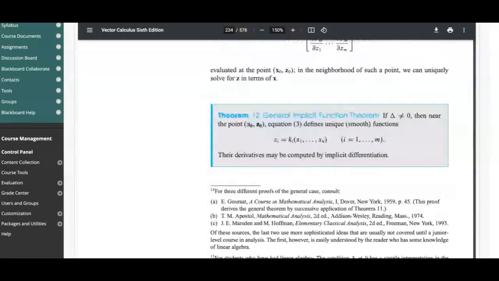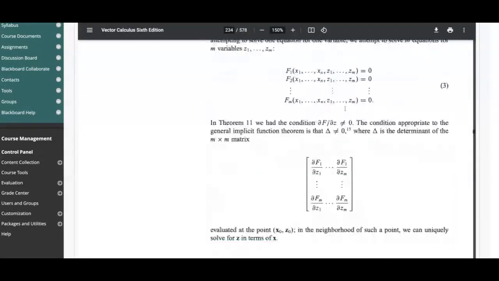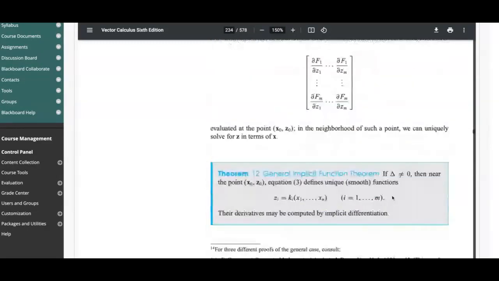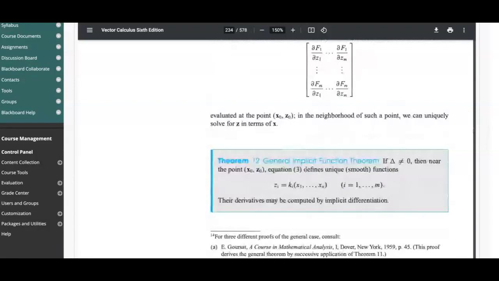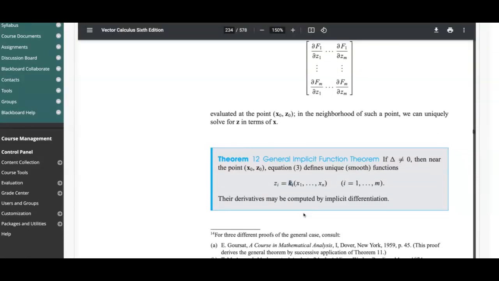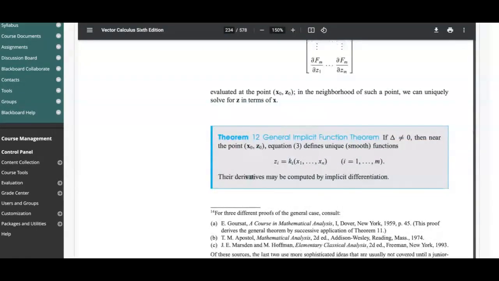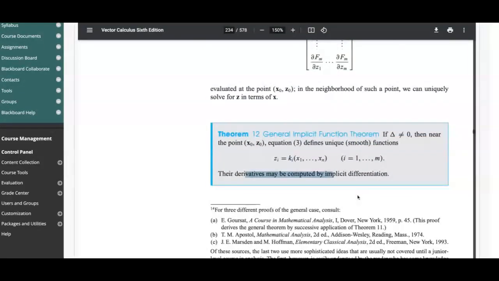Near the point x naught, z naught, these m equations define unique smooth functions. Smooth means continuous and differentiable, specifically differentiable. So each z_i, think of it as a function of n variables. Then their derivatives may be computed by implicit differentiation.